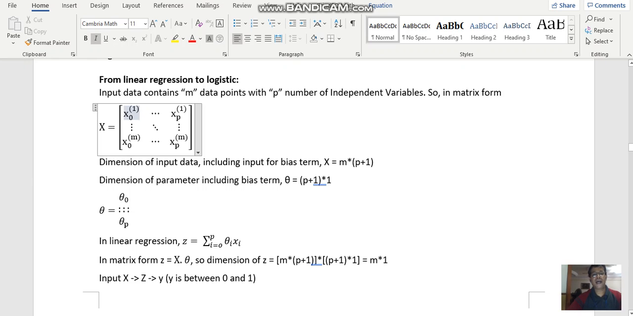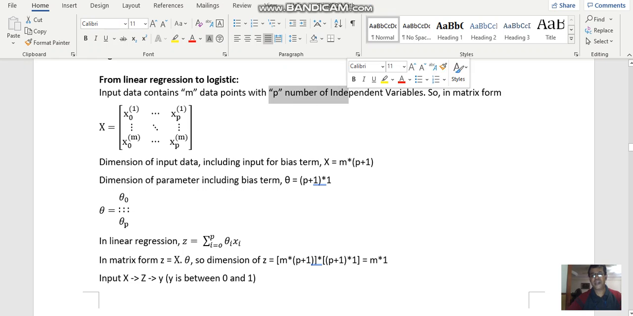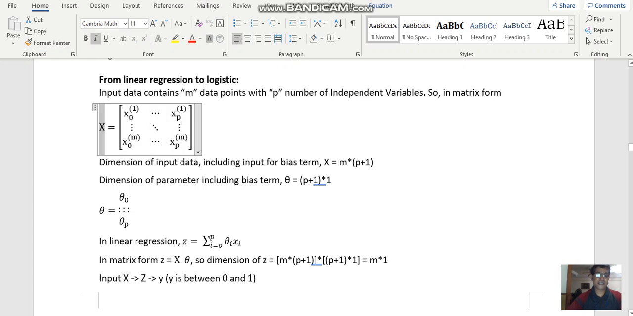So the input data we have with p independent variables will be converted to the input data set X with the bias term, meaning input data for the bias term. So the dimension of the input data will become m rows and p plus 1 columns.